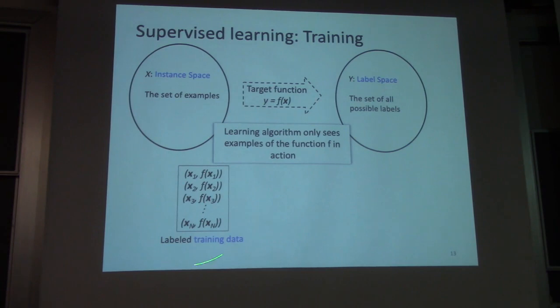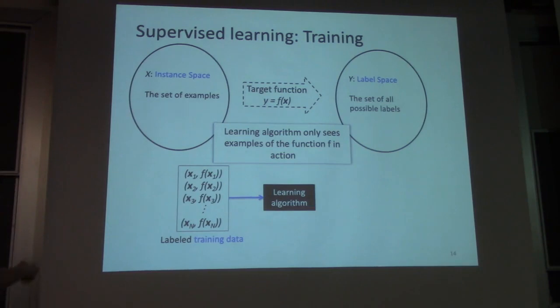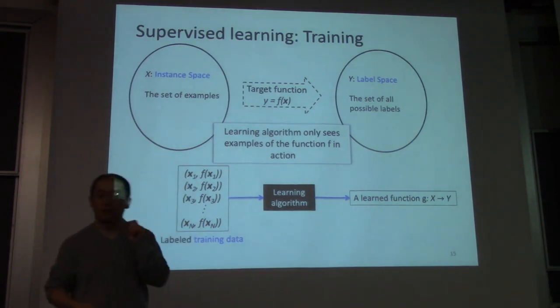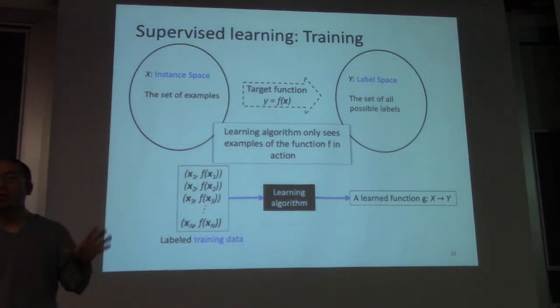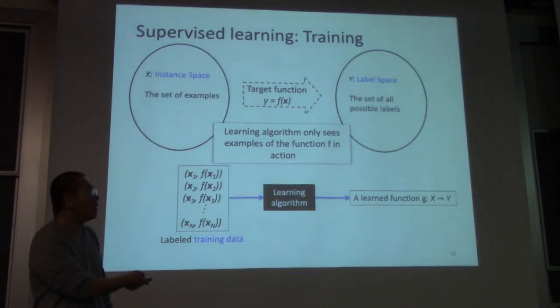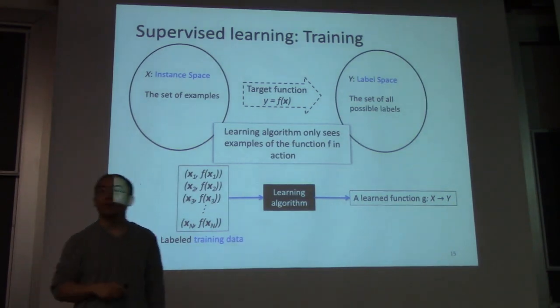And then, given this labeled training data, we develop a learning algorithm. The input of this learning algorithm is this training data set, and the output of this learning algorithm is a learning function. This function has the same input domain and output domain as the target function, meaning that the learning function also takes the instance space as the input domain and the output space, or the label space, as the output domain.